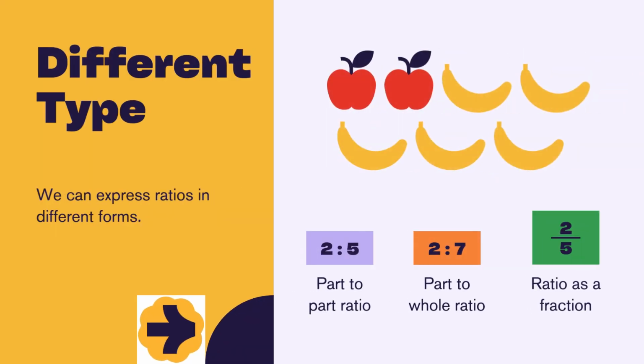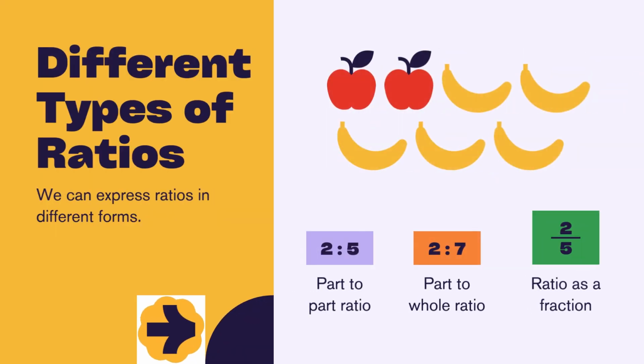Then we proceed to the different ideas of ratio. There are different types of ratios, because we know that there are part to part ratios, part to whole ratios, and ratio as a fraction. These are the different types of ratios. So with the example of the 2 apples and the 5 bananas, we can make them understand the types of ratios, relating real life with the content. They can be made to understand properly.